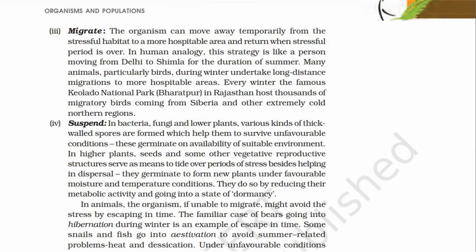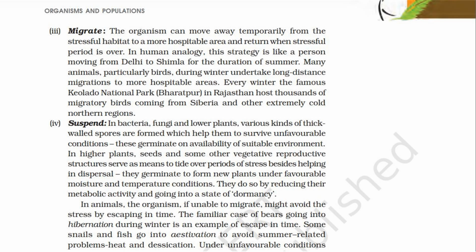3. Migrate. The organism can move away temporarily from the stressful habitat to a more hospitable area and return when the stressful period is over. In human analogy, the strategy is like a person moving from Delhi to Shimla for the duration of summer. Many animals, particularly birds, during winter undertake long-distance migrations to more hospitable areas. Every winter the famous Keoladeo National Park, Bharatpur, in Rajasthan hosts thousands of migratory birds coming from Siberia and other extremely cold northern regions.